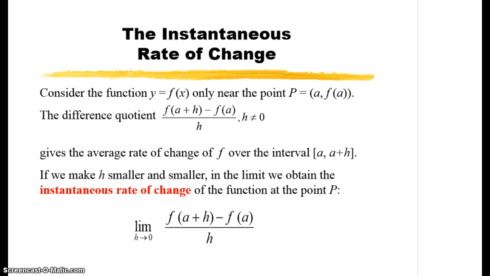Okay. Now let's talk about the instantaneous rate of change. How is that different? We'll consider the same function, y equals f of x, but we're only going to focus near the point P, which has coordinates a comma f of a. Then we look at the difference quotient again, f of a plus h minus f of a over h, where h is different than 0. That gives us the average rate of change, as we know, of f over the interval from a to a plus h, just like before. Well, we're going to take the value of h and make it smaller and smaller. So in the limit, we obtain that the instantaneous rate of change is given by this exact formula. The limit as h approaches 0 of the difference quotient gives us the instantaneous rate of change.